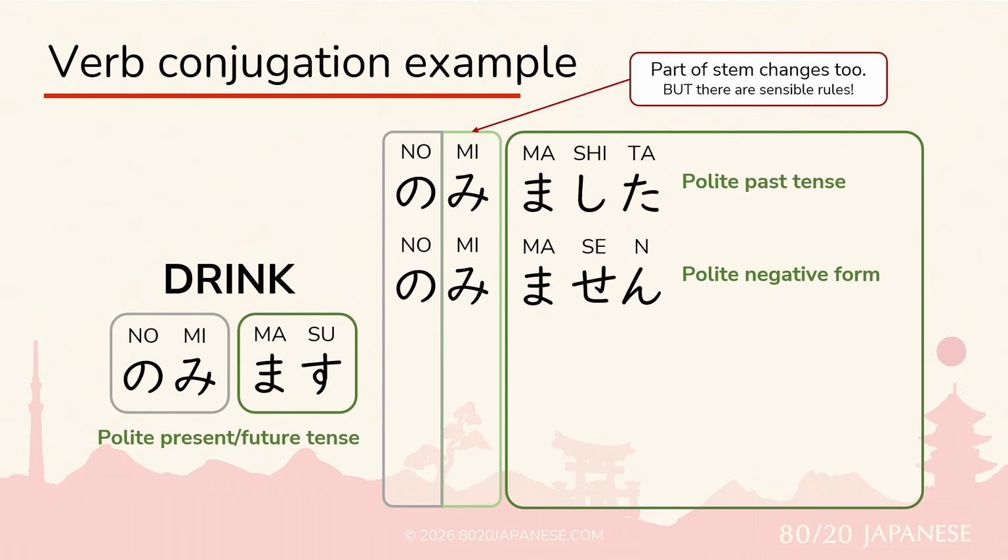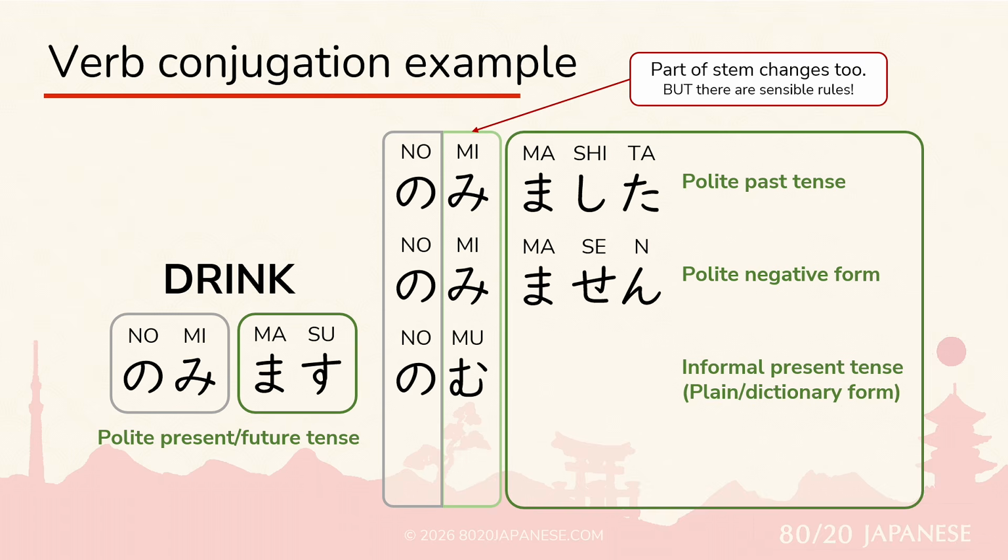The next form is where we see things change. The informal present future tense is nomu. Now, we're not going to go into the rules of the different stem changes here, but you can see already that mi and mu are pretty similar. They're both from the ma line of the syllabary. Even though the stem has changed, there is a recognizable pattern, and this is pretty easy to learn when we come to it.